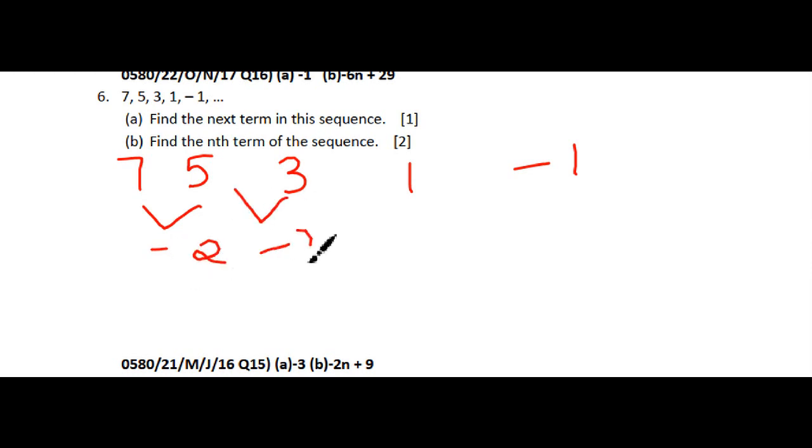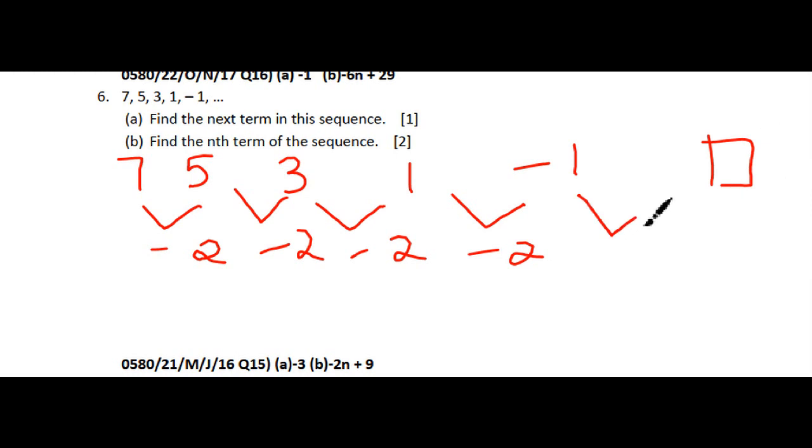Question number 6. 7, 5, 3, 1, minus 1. Find the next term of the sequence. Observe that we're subtracting 2 in each case. So to get the next term, you subtract 2 from minus 1 and you get minus 3, which is the answer for part A. Part B, find the nth term of the sequence.